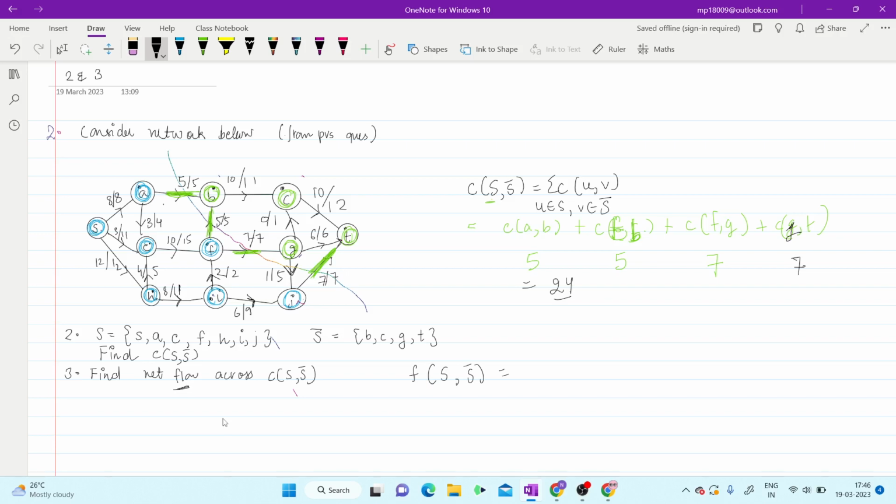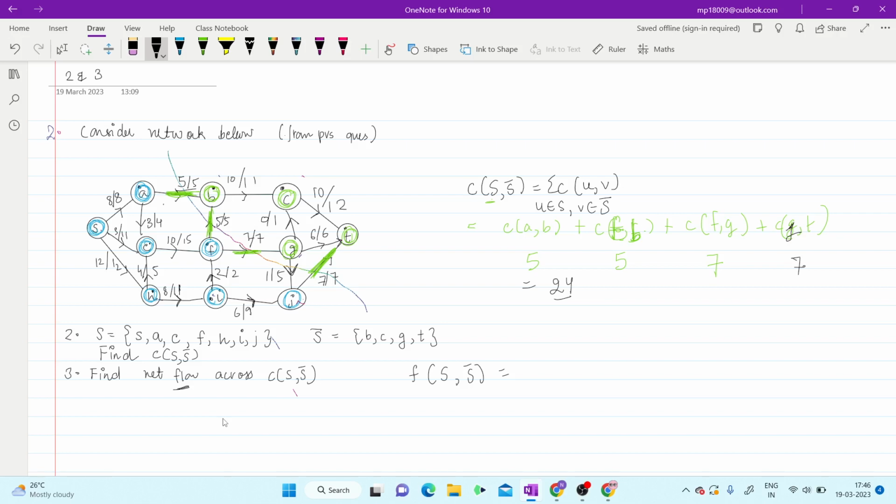So basically, this is what I told you. When we are computing net flow, what we have to compute? We have to add all the flow going out of S and subtract all the flow into S. But when we write down all those things, all the edges get cancelled, all the capacities get cancelled, other than the edges whose one vertex is in S and other vertex is in S bar.